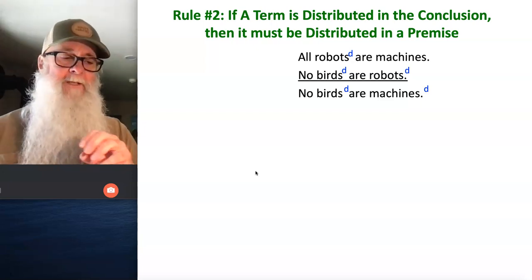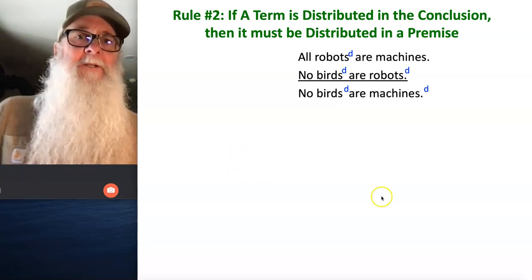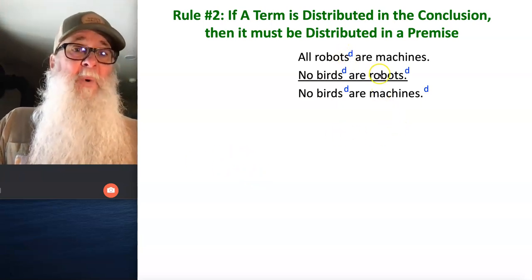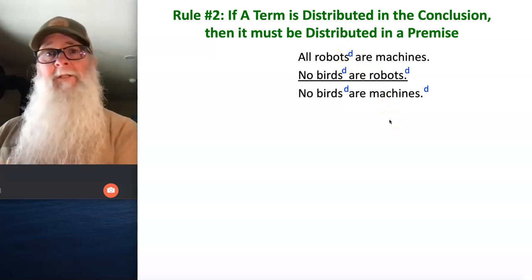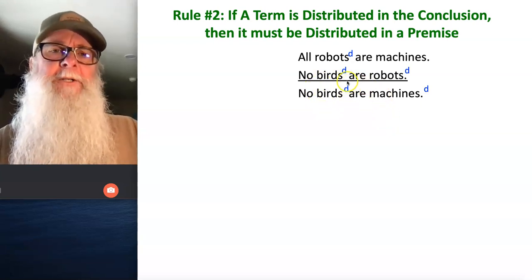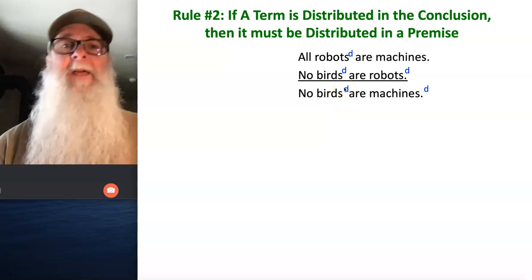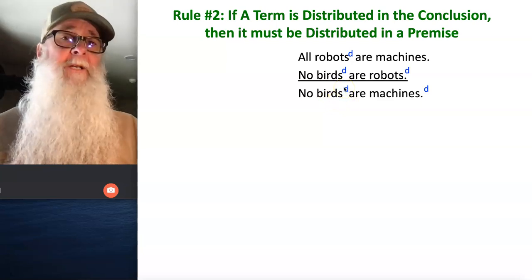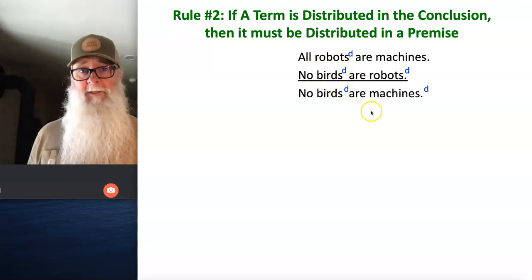The first rule says that the middle term of the argument has to be distributed at least once. Here the middle term is robots, and it's actually distributed twice. It's distributed in both premises. So this argument adheres to rule number 1, so we move on to rule number 2. And we can see here that the minor term of the argument, the subject of the conclusion statement, is distributed. That means it also has to be distributed in a premise to adhere to rule number 2, and it is distributed here in the second premise. So far everything looks good.